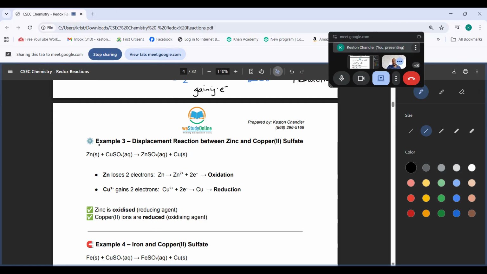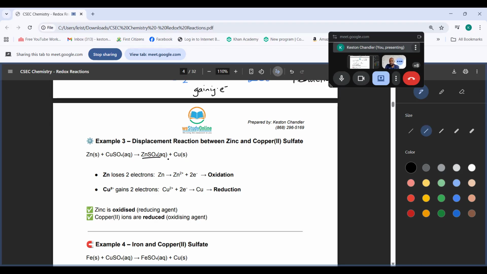This is a single displacement reaction because zinc is replacing copper. Zinc is more reactive than copper. So in a solution, the zinc solid will kick out the copper and form zinc sulfate. And the copper will precipitate out and become copper solid. Right?